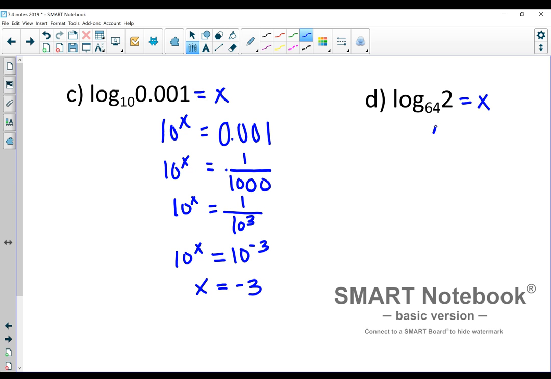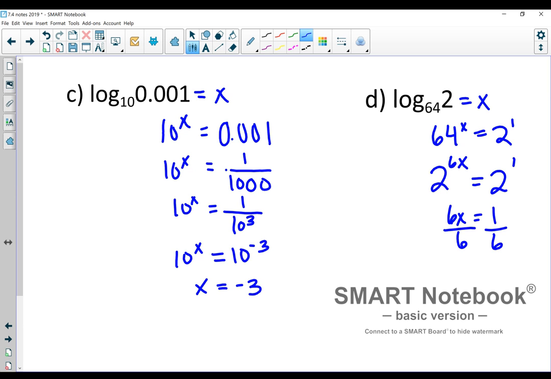And 64 raised to the x power equals 2. So on the right, I have 2 to the first. On the left, I'm going to have to make that 64 into a 2. So 2 raised to the 6th power is 64. So this will be 2 raised to the 6x power equals 2 to the first. So 6x equals 1. Divide by 6, x equals 1/6.